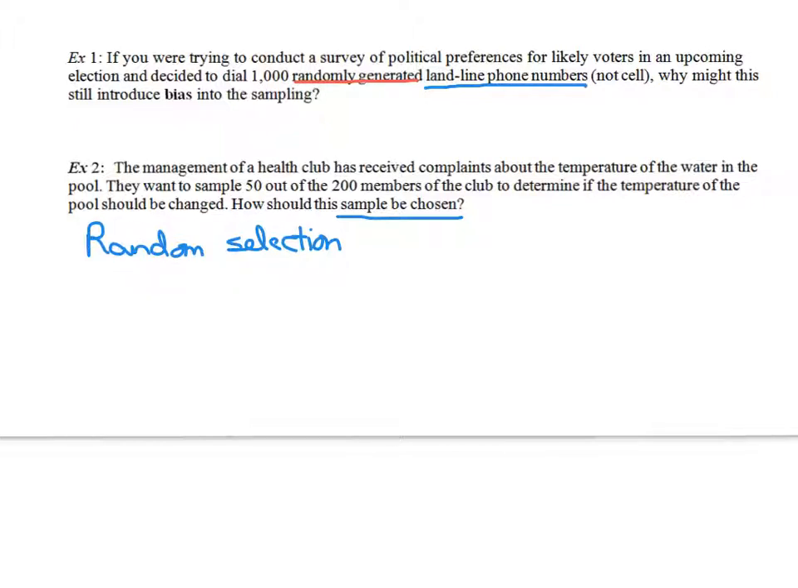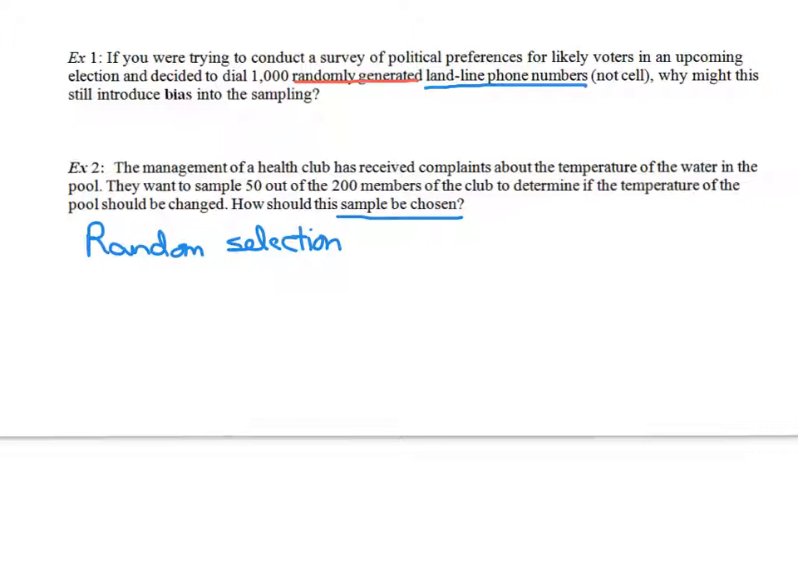So for example, we don't want to pick the first 50 people that enter the gym in the morning, because the first 50 people are either experiencing the pool very warm because the pool has been heated during the night, or very chilly because maybe the pool hasn't been heated during the night. So those people may be biased based on the time of day that they enter the pool.